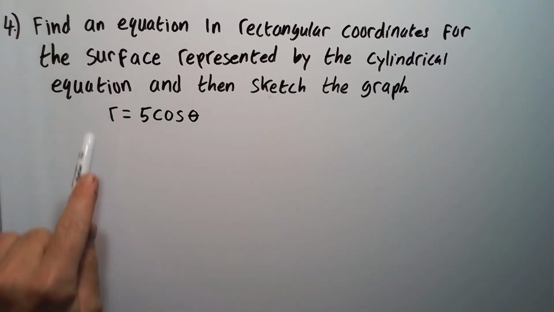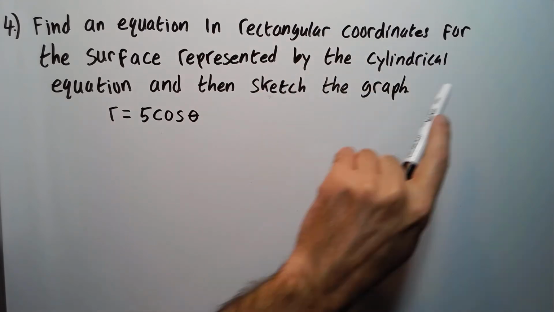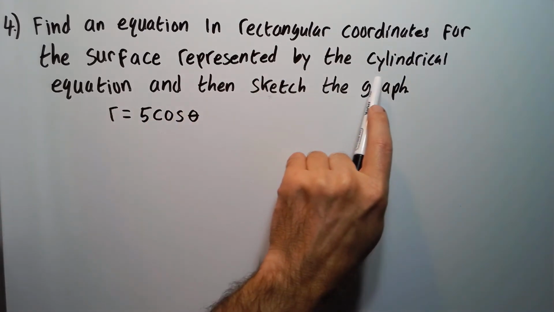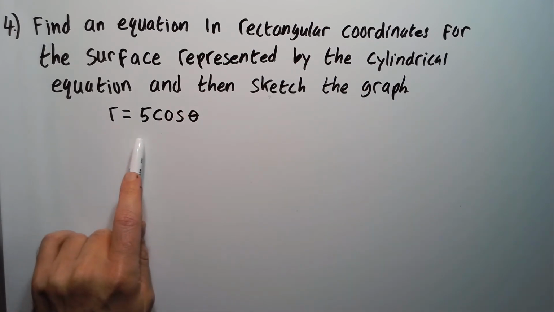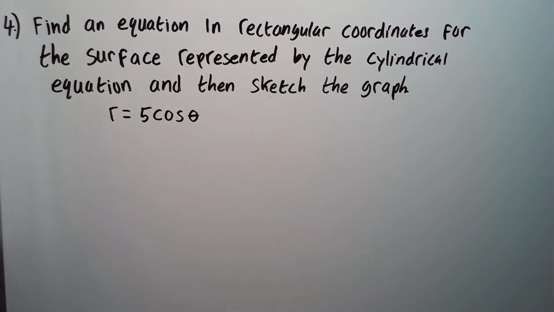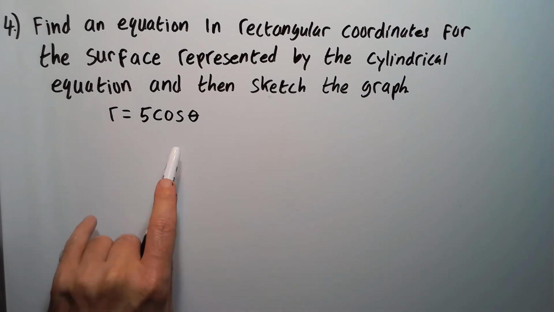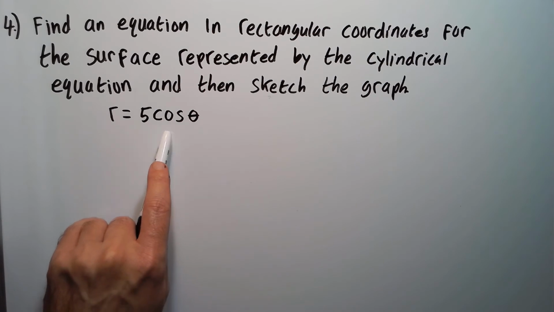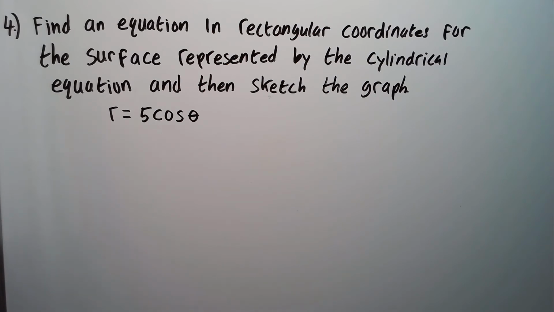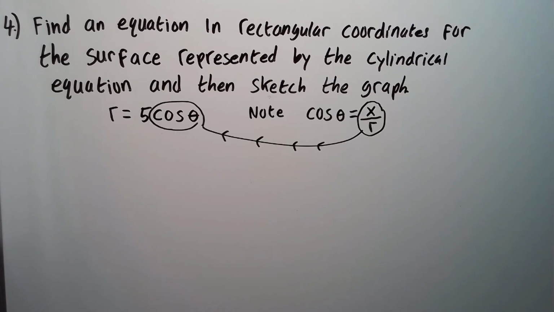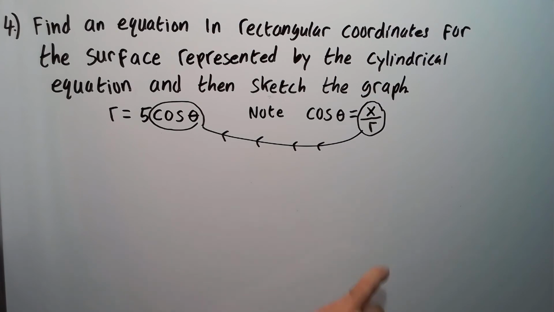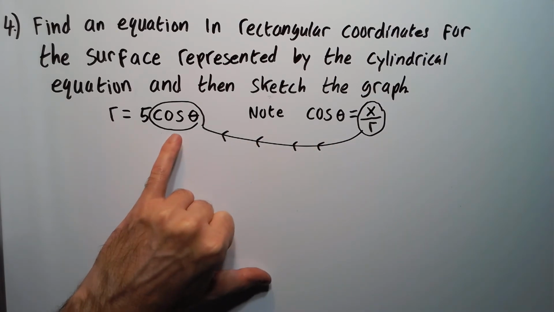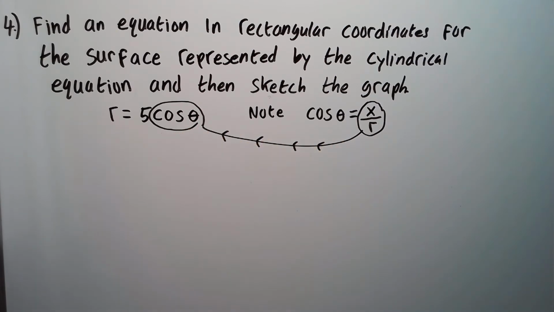Okay, so question 4 says find an equation in rectangular coordinates for the surface represented by the cylindrical equation and then sketch the graph. So here's our equation here. So we need to change this to rectangular coordinates. So let's first get rid of the cosine part here. So let's make an observation. First observation is that cosine of theta is x over r. So I can replace my cosine of theta over here with x over r. So let's do that.